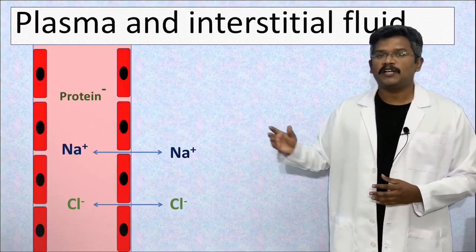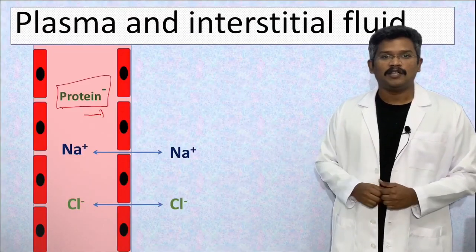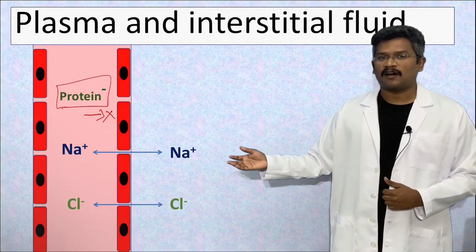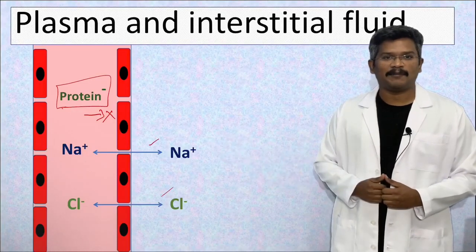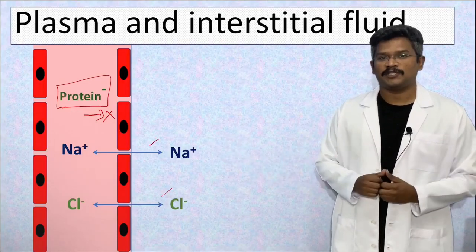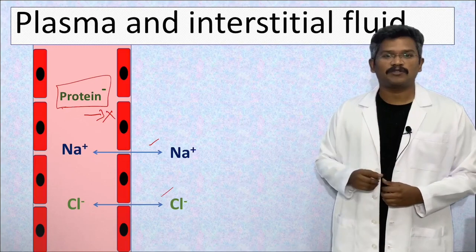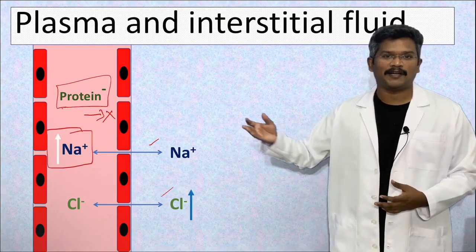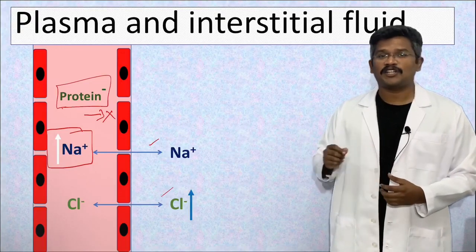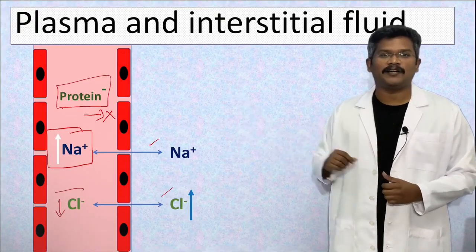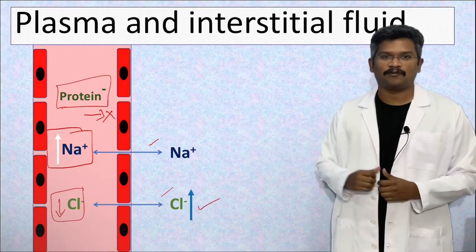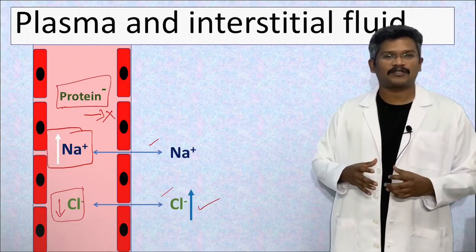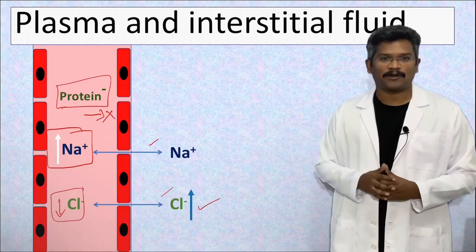The plasma protein is the impermeant solute here. Though the sodium and chloride are freely permeable across the capillary membrane, they don't have an equal distribution. The concentration of sodium is higher in the plasma because of electrostatic attraction by the anionic protein. And the concentration of chloride is slightly lower in the plasma as compared to the interstitial fluid. That is because of electrostatic repulsion by the anionic proteins.